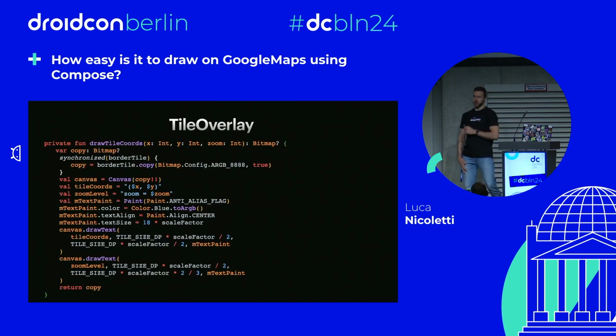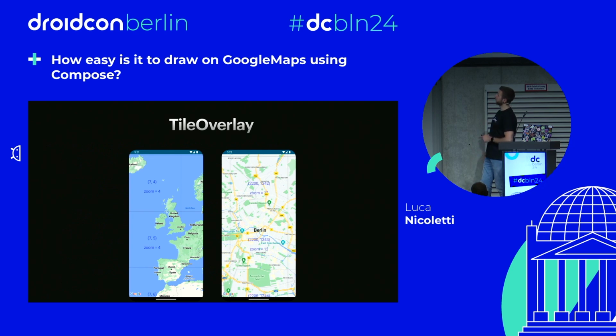The draw tile coordinates just gets the X, Y, and zoom, writes them on the canvas, and returns the canvas, which is a copy of the border tile. So basically, it draws the border on every single tile that is going to return. And this is what you get. For example, X7, Y5, zoom 4, or 2200, 1300, 43, and zoom 12.